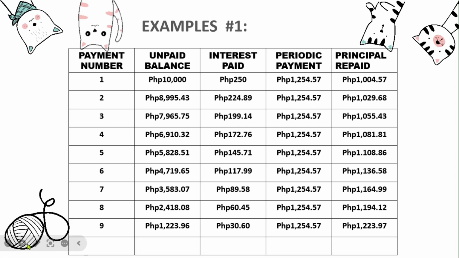1,291.12 for our interest paid, and our total periodic payment is 11,291.13, and our total principal repaid is 10,000.01. So we should always remember that the total of the principal repaid is always equal to our first unpaid balance.